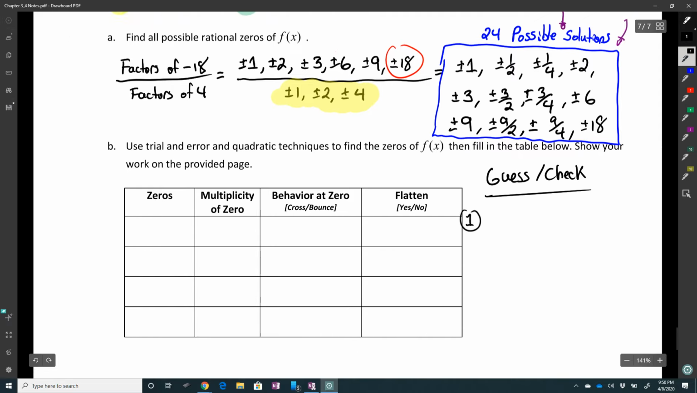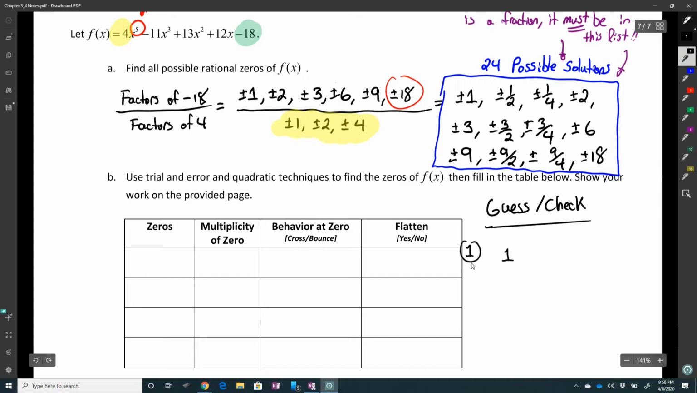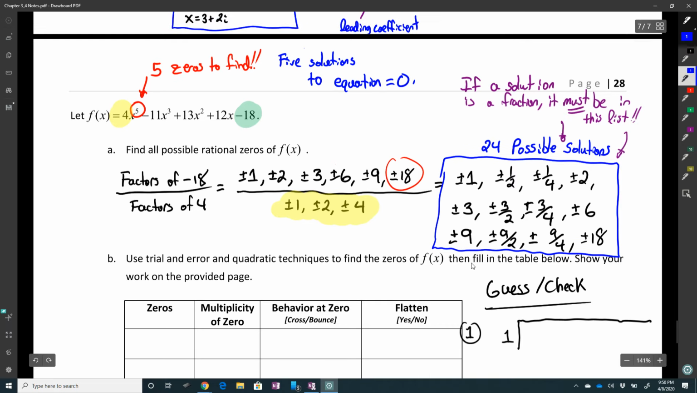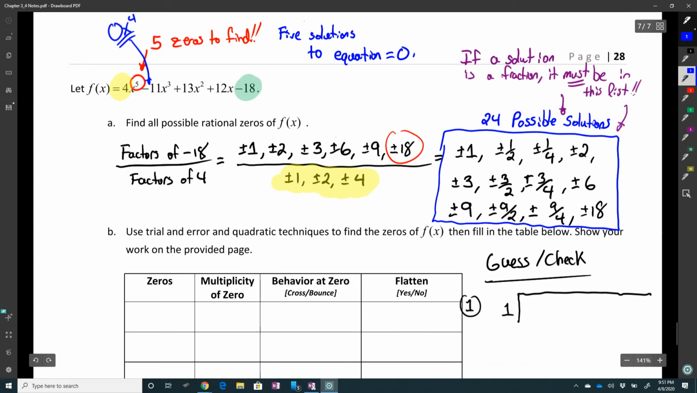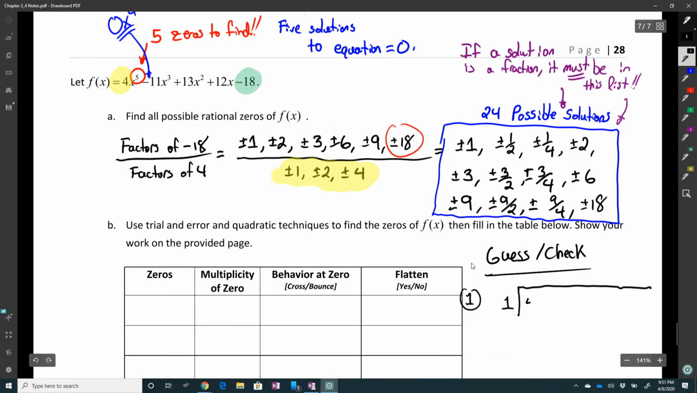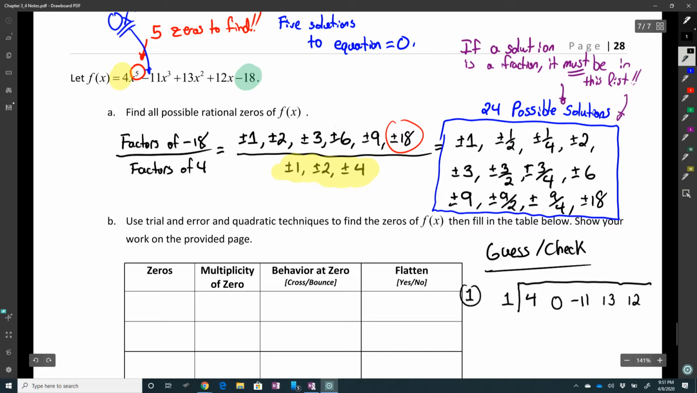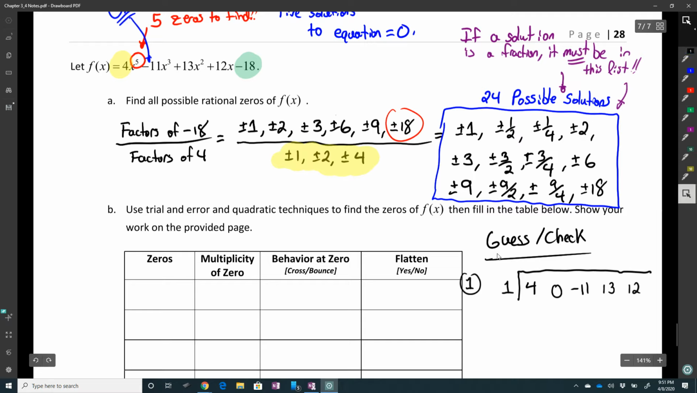Okay. So I have 1. I open up my bracket, go all the way across. So I try to be tricky here. I have 4x to the 5th. Notice that 0x to the 4th. You have to have the placeholder for every power of x. And then 3, 2, 1, nothing. Okay, so that's the only placeholder. So it's going to be 4, 0, negative 11, 13, 12, and then negative 18.